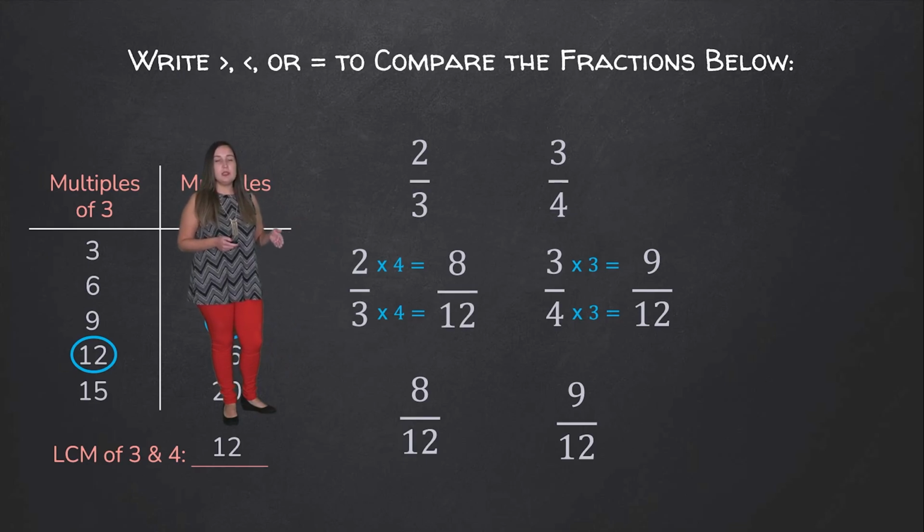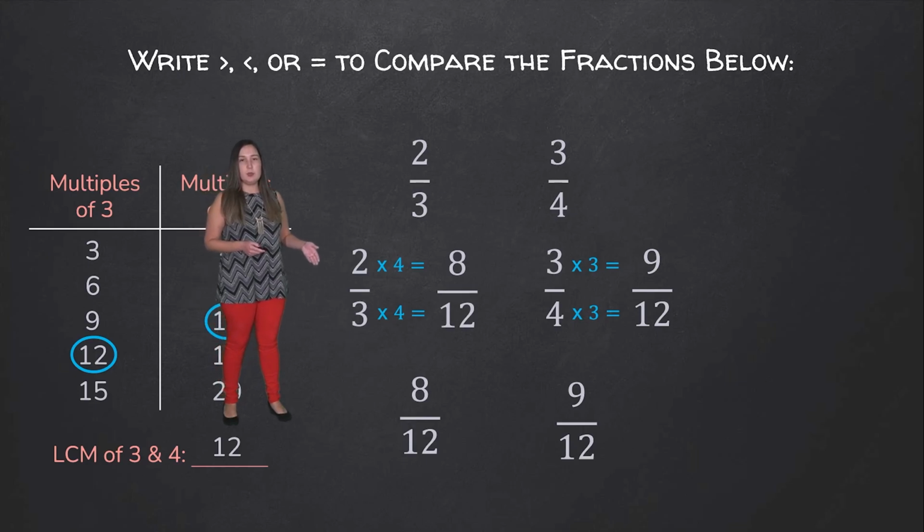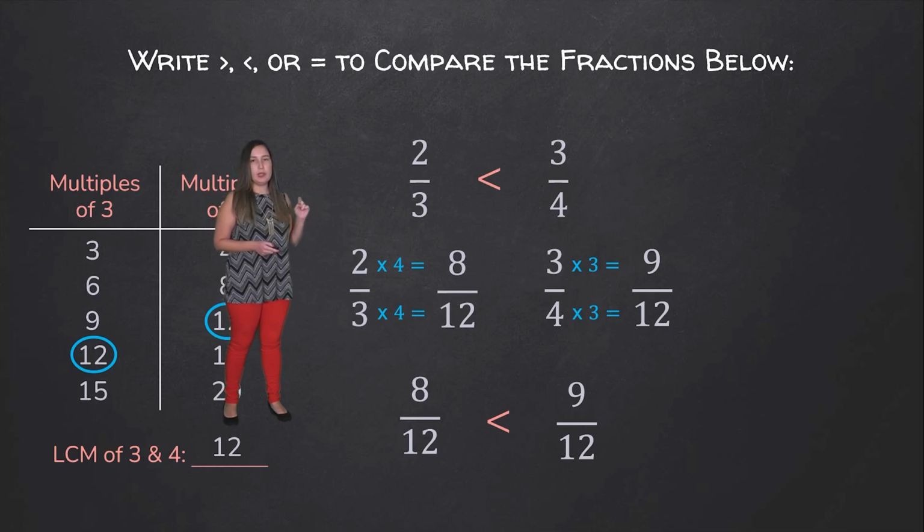So now because the denominator is the same, we could look at their numerators. And in this case, we know that 9 is greater than 8. So our inequality would be 8/12 is less than 9/12. And then we take that same symbol and write it in our original problem. So 2/3 is less than 3/4.